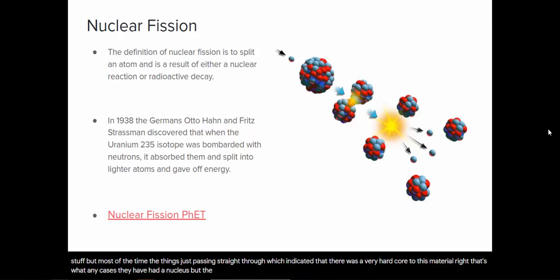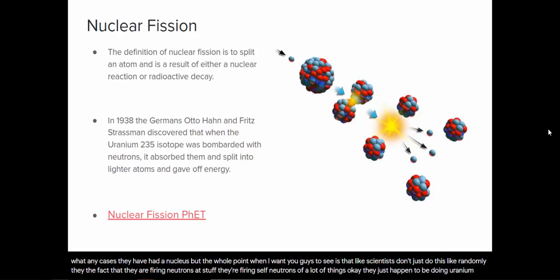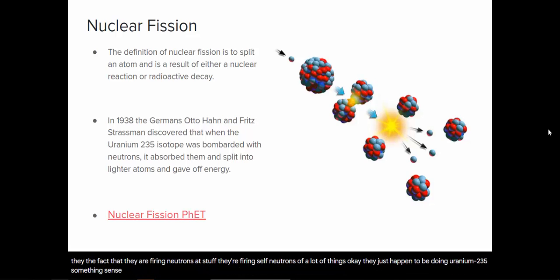But the whole point, what I want you guys to see is that scientists don't just do this randomly. They basically just go down the table. And so the fact that they were firing neutrons at stuff, they were firing neutrons at a lot of things, okay? They just happened to be doing uranium-235 that day. Does that make sense? It's unlikely that they were expecting much of a reaction, but basically it's like, well, fire a neutron at this, fire a neutron at that, what's going on?